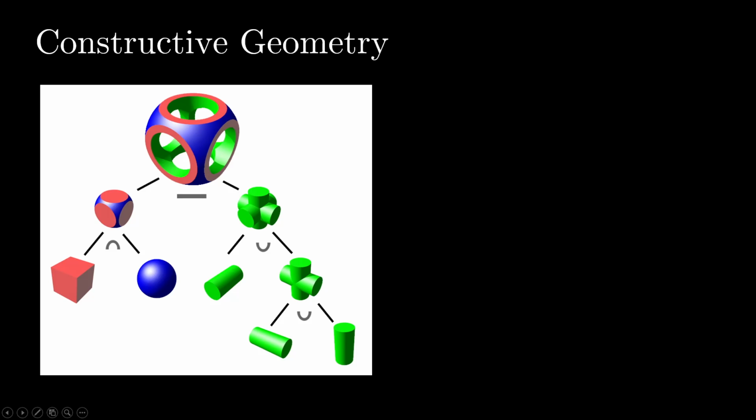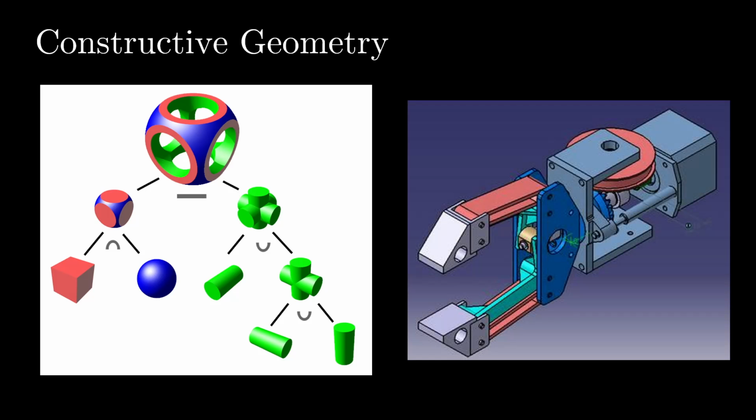And even though this seems very simple, we can do very complex shapes with this. For example, mechanical pieces for a machine like a robot or a piece of a car. So this is a very powerful tool for engineering. What else can implicit surfaces do for us?